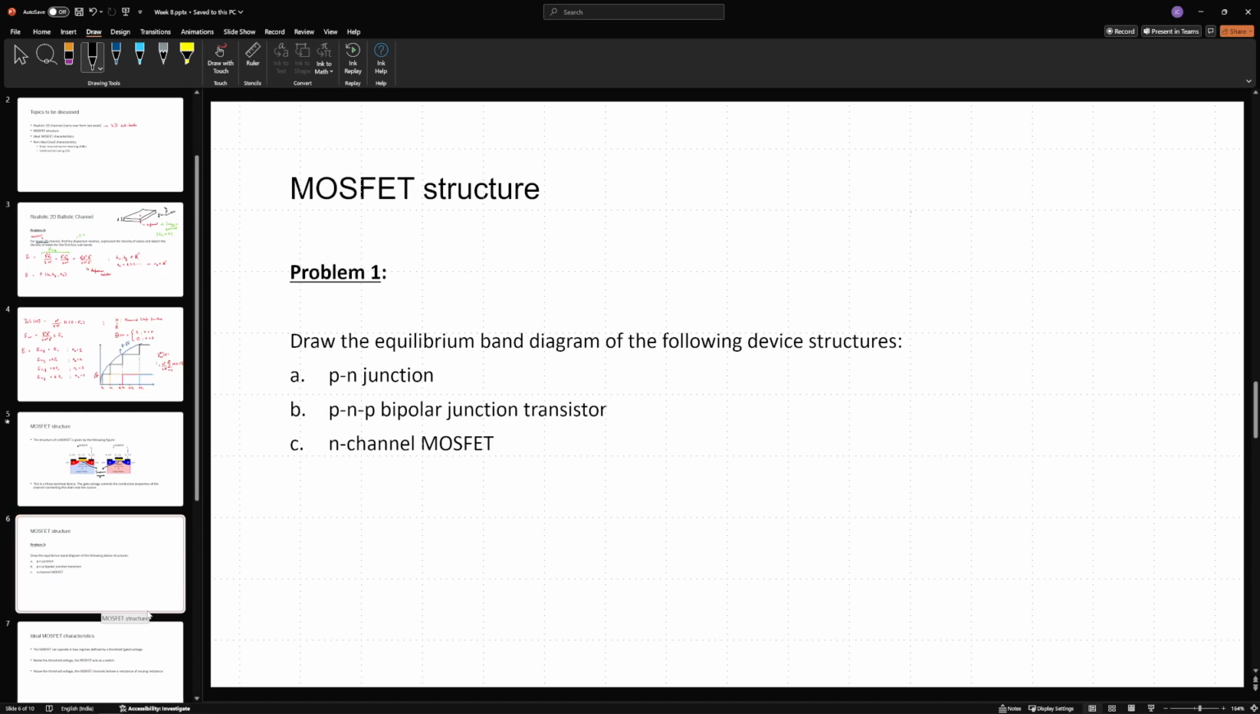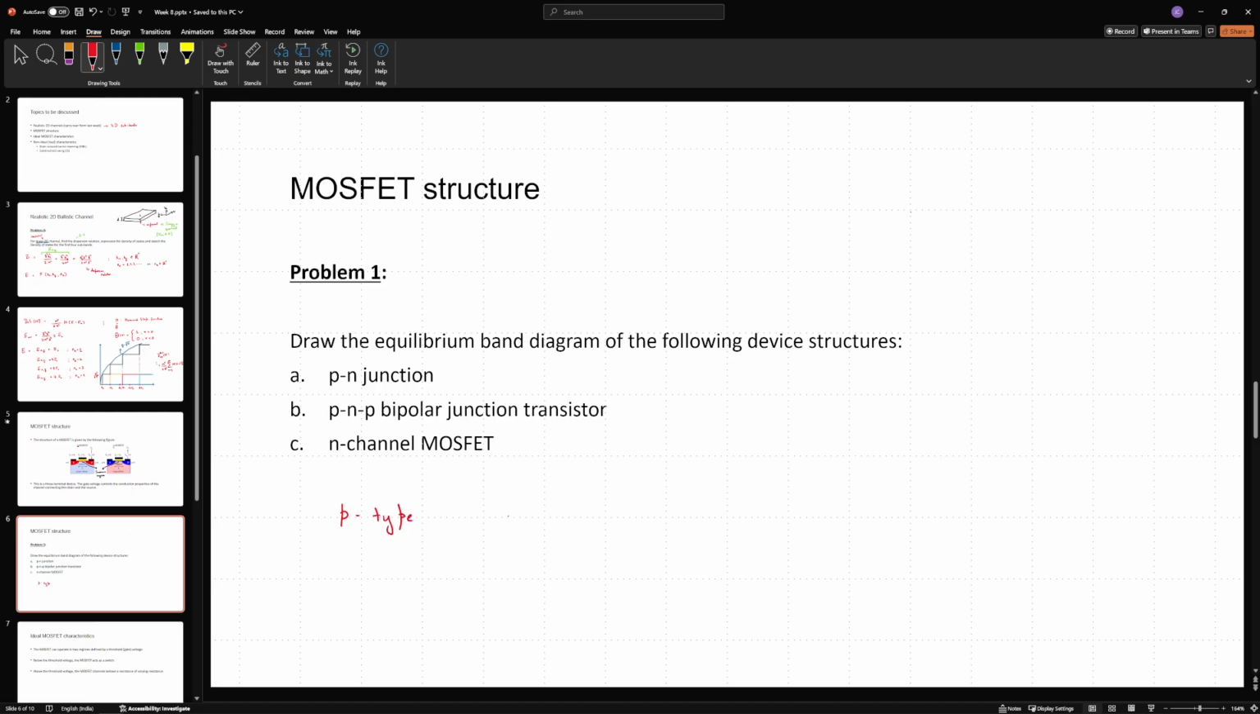So now let us start from the very basics. Draw the equilibrium band diagrams for the following structures. So for a PN junction, for a PNP bipolar junction, and for an N-channel MOSFET. So how are these things going to look like? So first for a PN junction, so to begin doing that, let me switch this to green. So this is a P-type material.